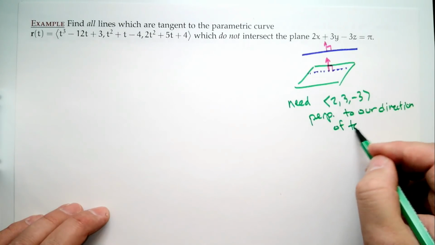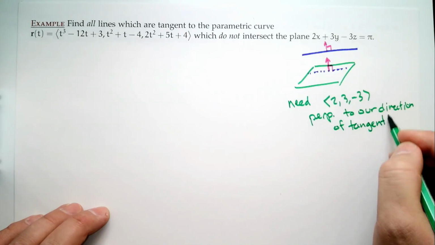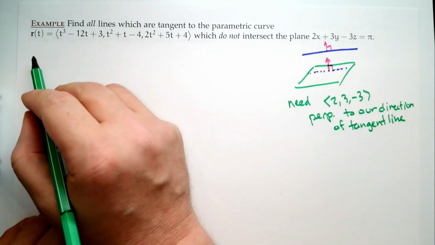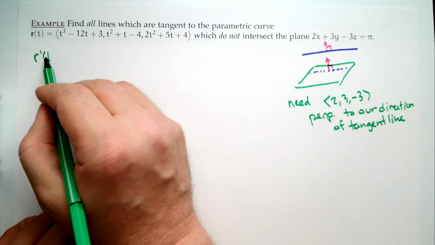So what do we do? Well, we're going to take our tangent line and figure out what our direction would be, and make sure we find something where it's going to be perpendicular. Now, if I want the direction for a tangent line to a curve, I should be looking at the motion. Motion tells me direction. So I come here and I compute r prime.